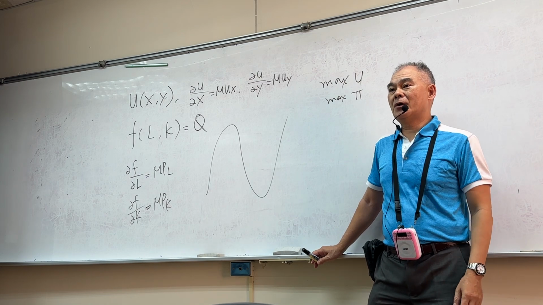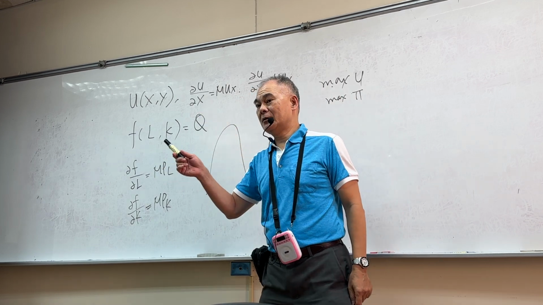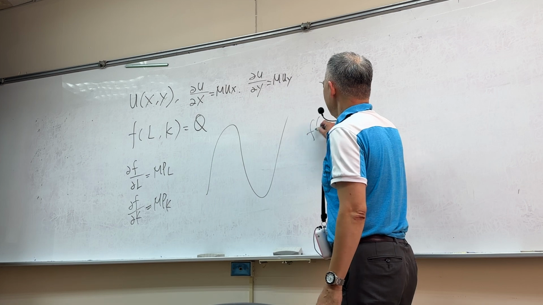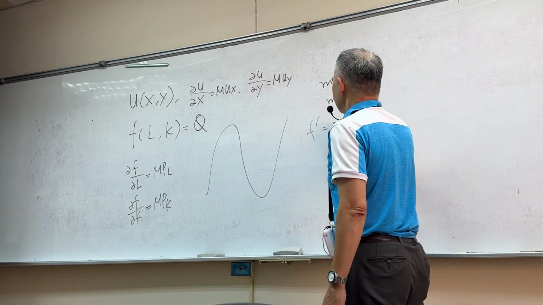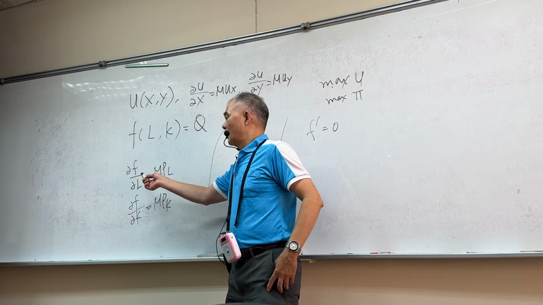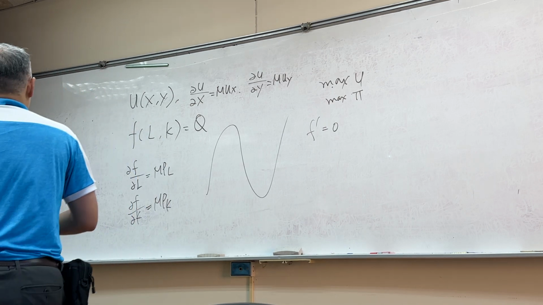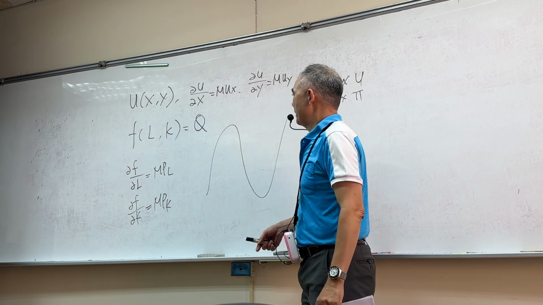But the point is, if you want to get a maximum, okay, first order condition: F prime, the first order condition, has to be equal to 0. What does that mean? And what is this? So this is the first order condition. And why is that, okay?